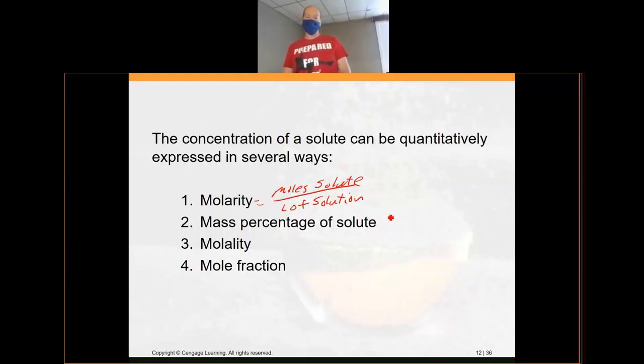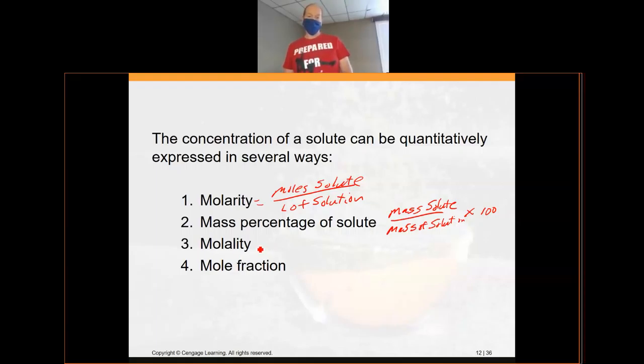A mass percent of solute is going to be your mass of your solute over the mass of solution. And then that says percent, and so you multiply by 100. All right, so that is how you get your mass percent of your solute.